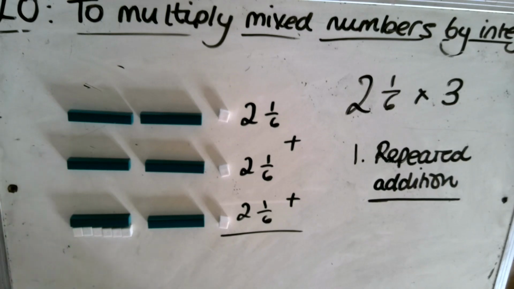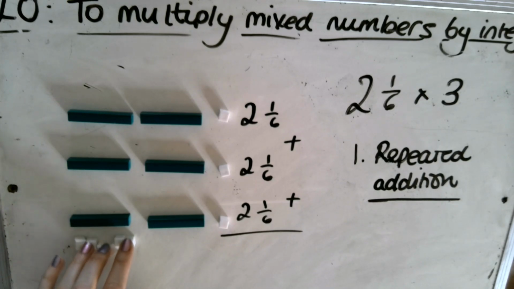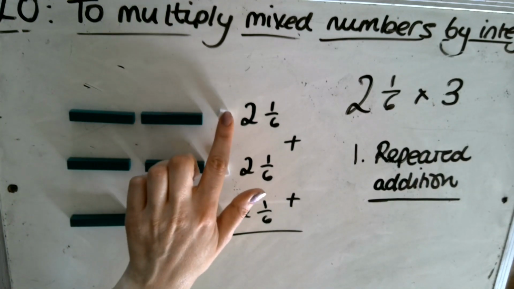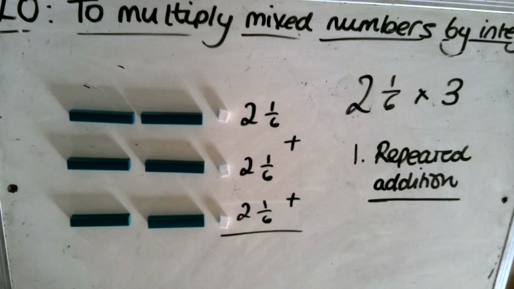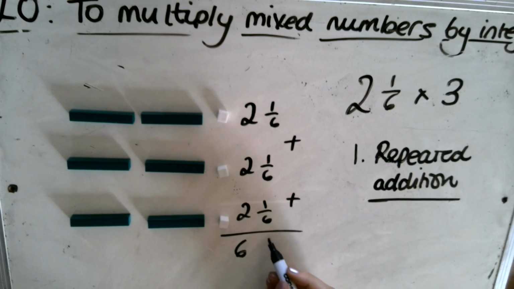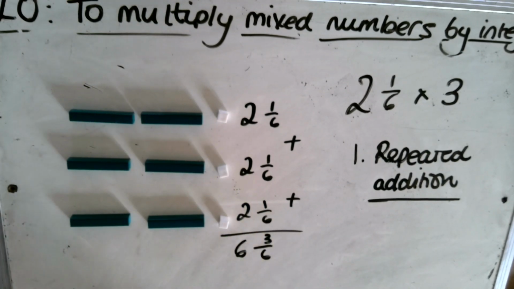So I have my green blocks this time, and I'm showing you that these are equivalent to 6/6, which make a whole. So I'm using my green blocks, and I have 2 whole and 1/6. Okay, so we're going to add up our whole numbers first. 2 add 2 add 2 is 6. 1/6 add 1/6 add 1/6 is 3/6.